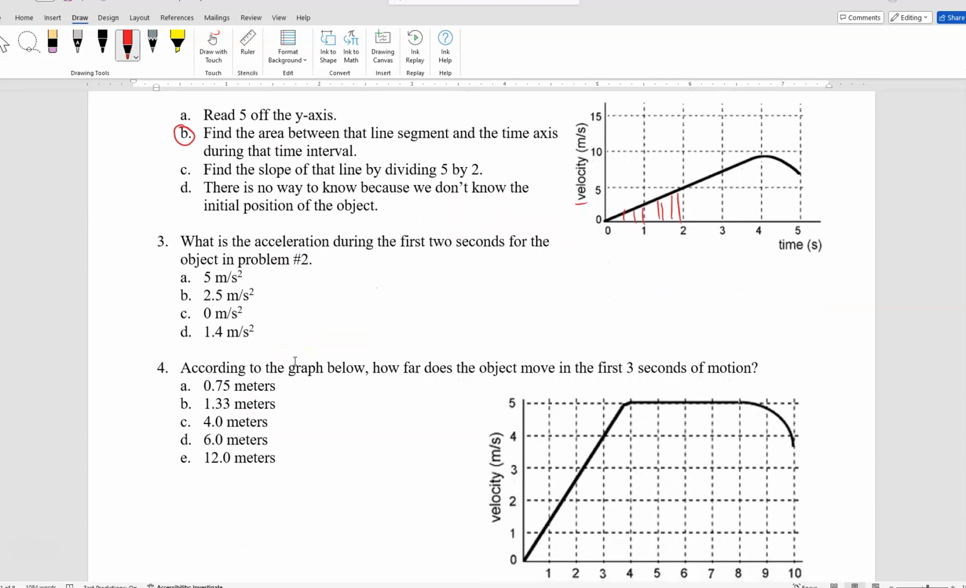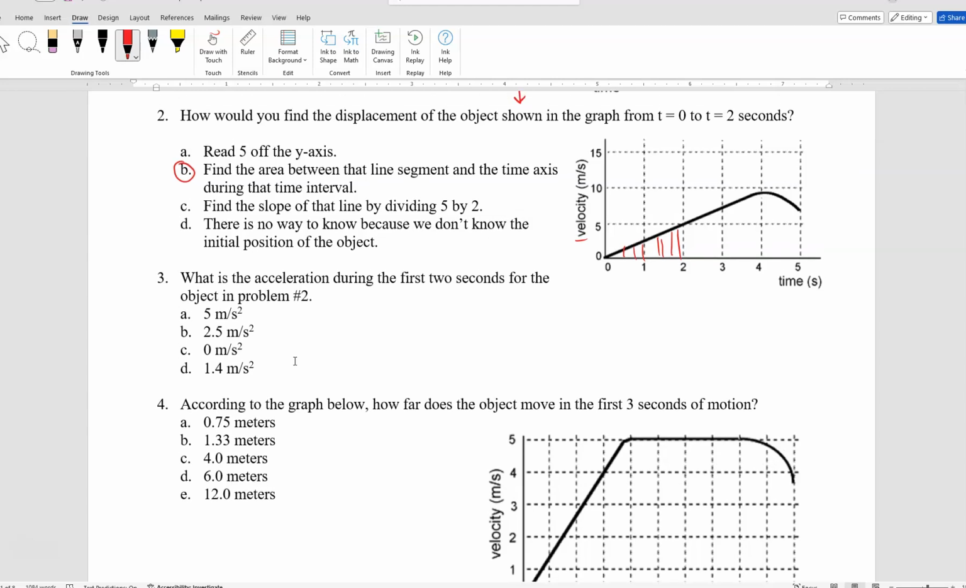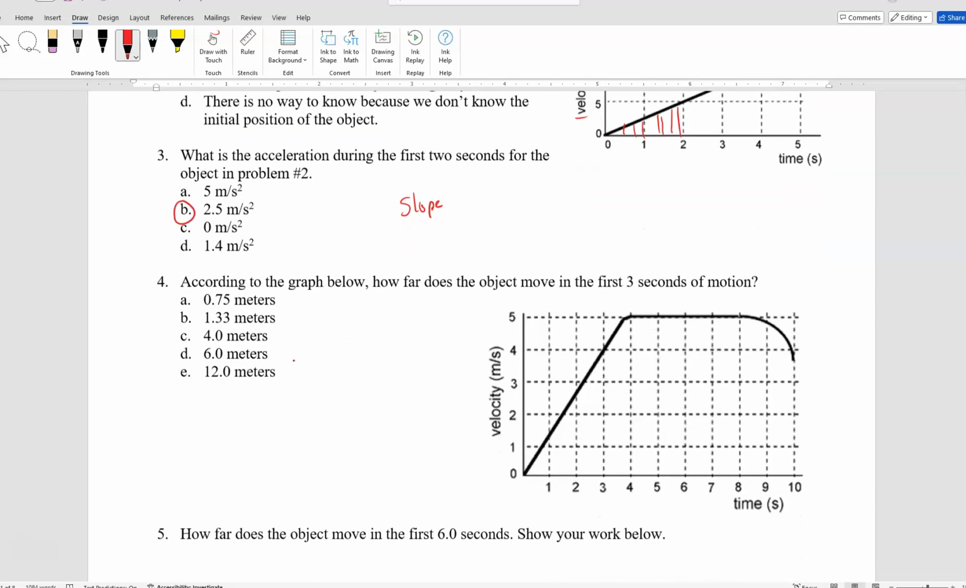Number 3, what is the acceleration during the first 2 seconds? You have to know that on a velocity versus time graph, the acceleration is the slope. So if you find the slope of the graph above, the answer should be B, 2.5 meters per second squared.